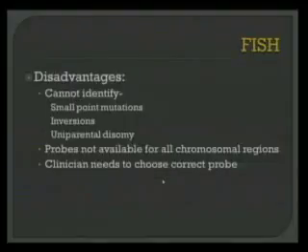So as far as the disadvantages, one is that you really can't define anything less than 2 megabases, right? So you can't really find those small point mutations, and it really doesn't detect an inversion or uniparental disomy, right? Remember that that's when all the chromosomes come from one parent for that person. And the person ordering the test has to be suspicious and choose the right probe in order to look for that abnormality.